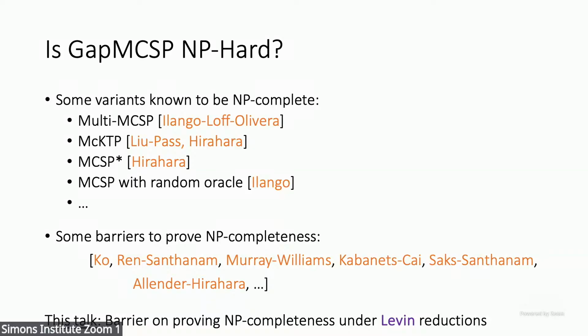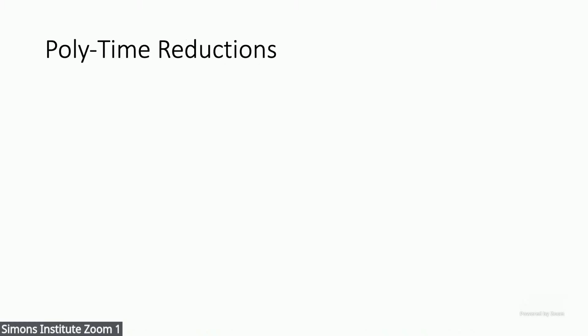So what are Levin reductions? Let's start by talking about polytime reductions, the usual way in which we define NP-completeness. We usually define NP-completeness using many-to-one reductions, or Karp reductions. So I will define Karp reductions from SAT to gap MCSP, which is the reduction we need in order to prove that gap MCSP is NP-complete.